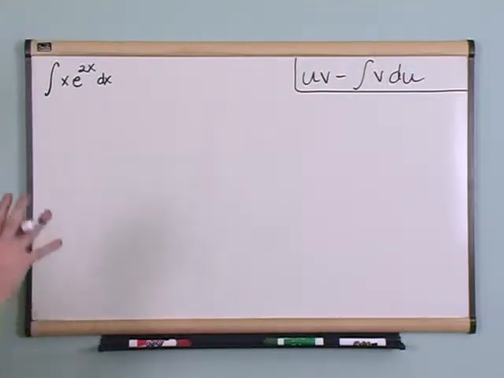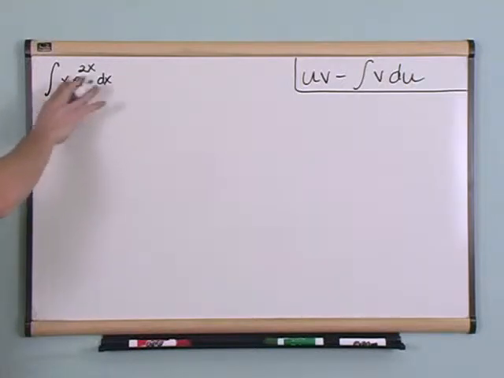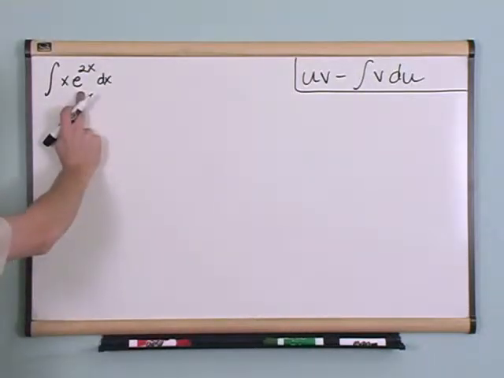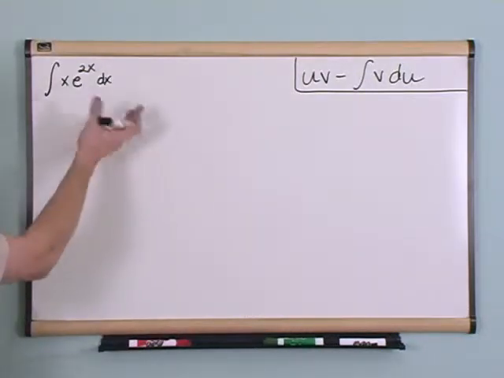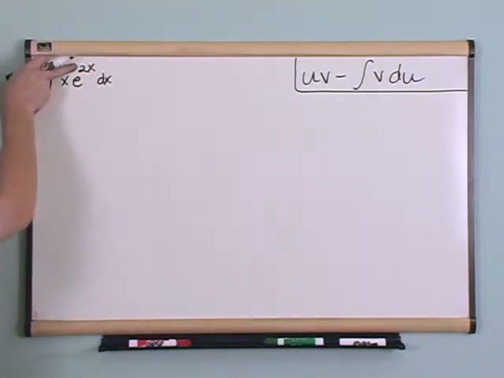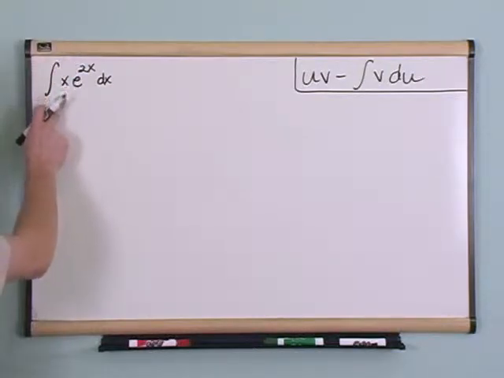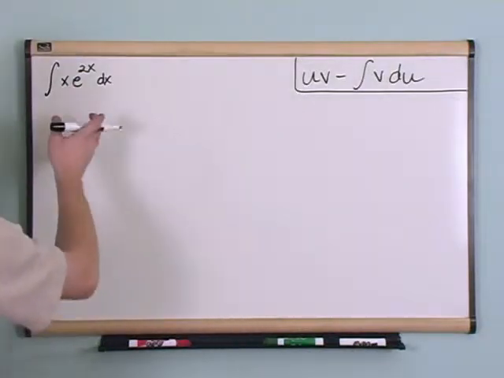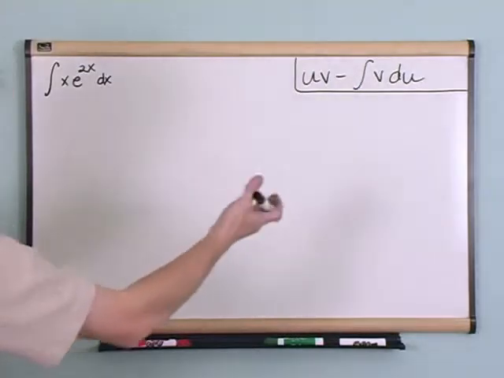I encourage you to pause the video, try a few things with regular old substitution, and you'll figure out it's not going to work out. The reason is that this e to the 2x is an indestructible function, so as you start taking derivatives, it's never going to go away. Second, if you choose u to be the 2x up in the exponent, you take the derivative and get 2, and you're not going to be able to cancel this x away. So no matter how you choose substitution, you can't get it into a form that you already know how to solve.